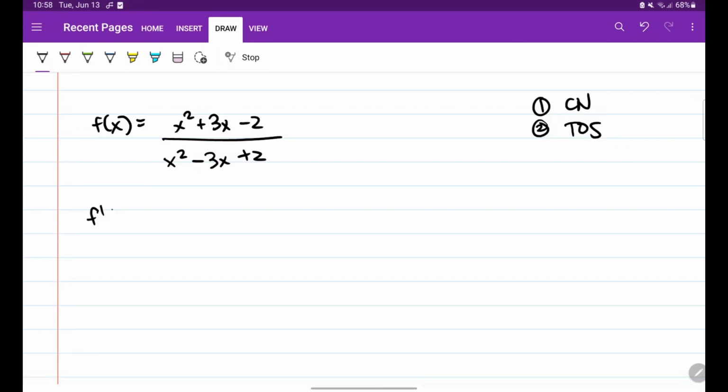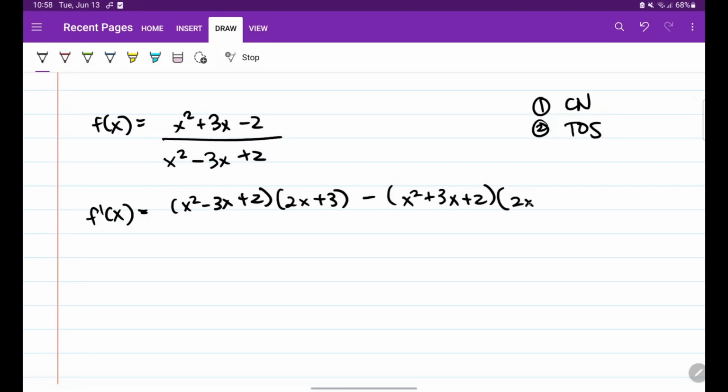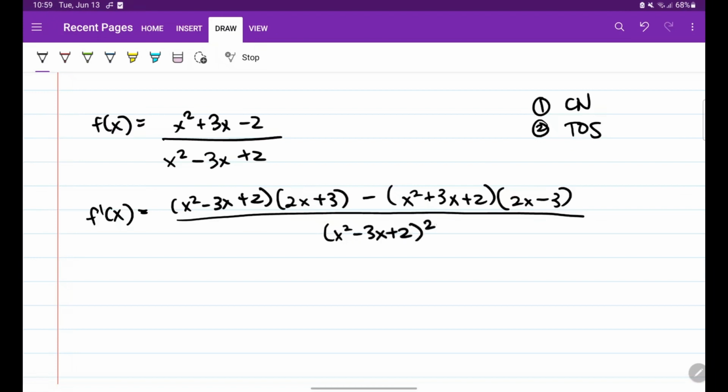So f prime of x is, so meron tayong division na nangyayari dito. So function over function. So we use the quotient rule, no? So low d high minus high d low over low squared. So this will become x squared minus 3x plus 2 times, so derivative, that will be 2x plus 3 minus, so x squared plus 3x plus 2 times 2x minus 3 all over low squared, which is x squared minus 3x plus 2 squared. Okay?